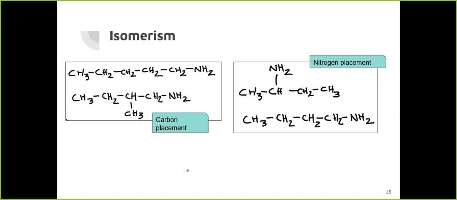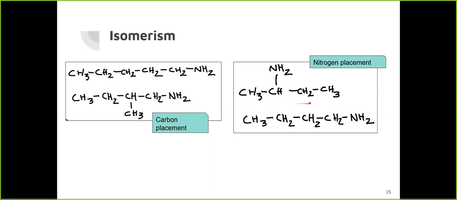Okay. You can have isomerism with amines. So here is a case where we've got this 1, 2, 3, 4, 5 carbon chain with the amino group on the end. But here we've got 4 with one of the carbons off of here. So this is a skeletal isomer, and it's changed because the carbon is in a different place.